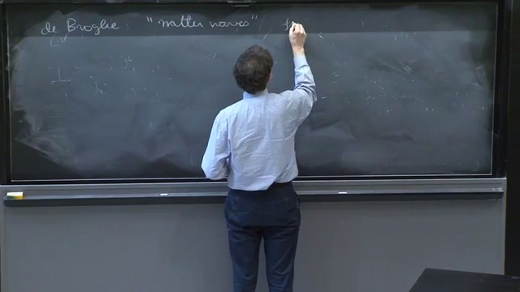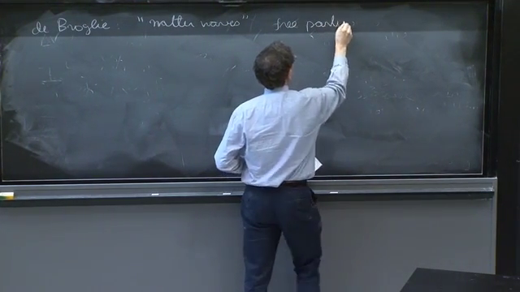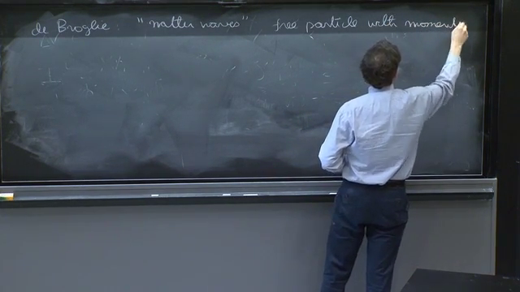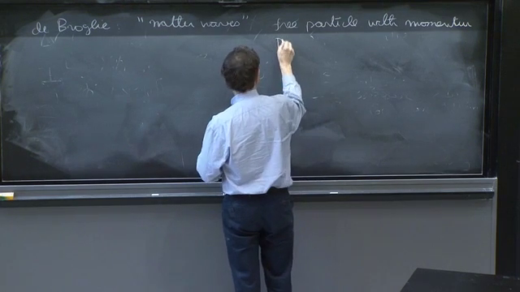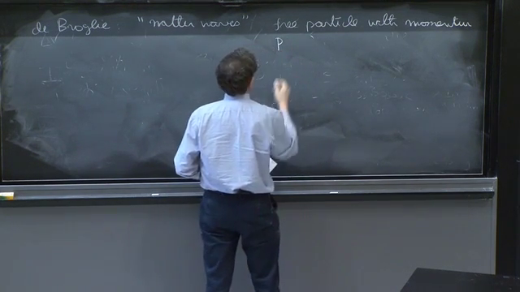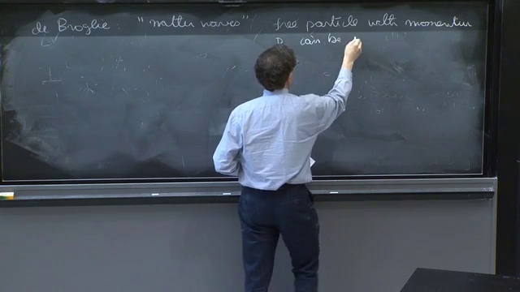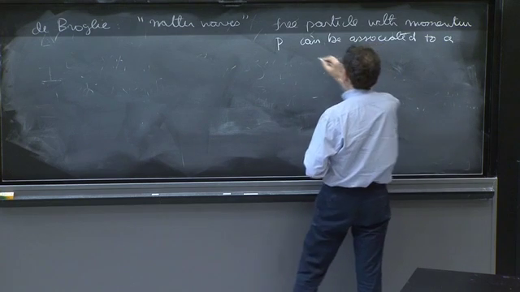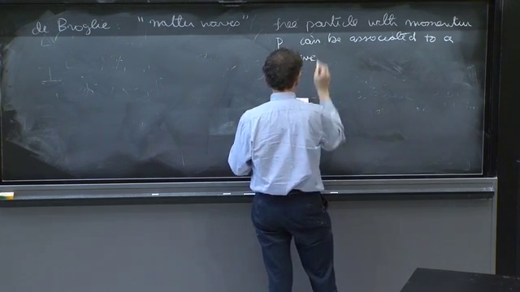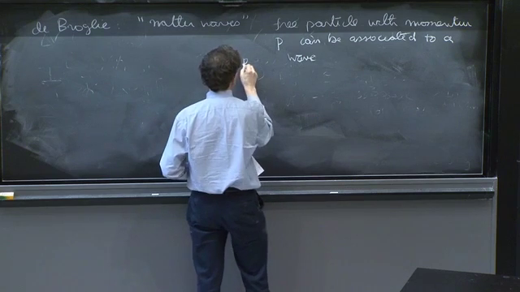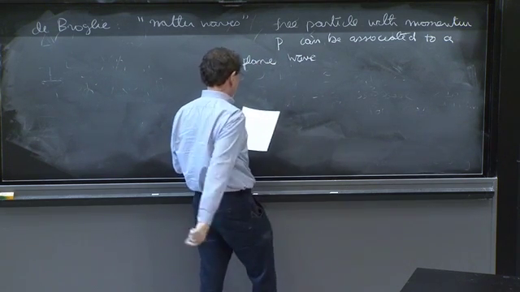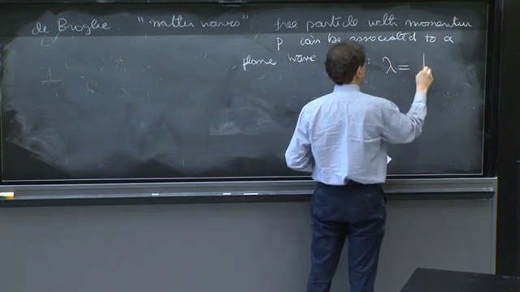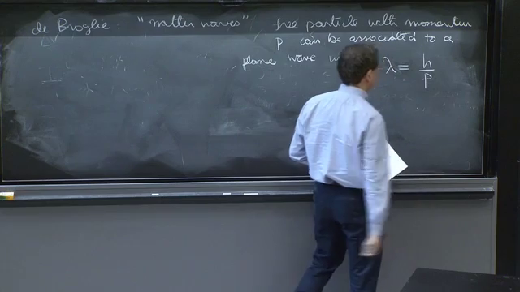So a free particle with momentum p can be associated to a wave, to a plane wave, in fact, a plane wave with wavelength lambda equals Planck's constant over p.